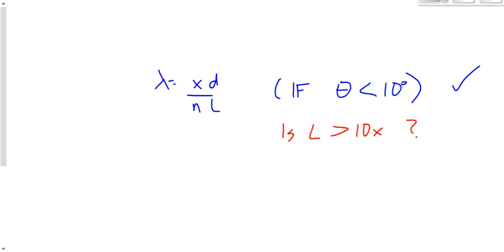So in other words, we can determine whether this equation is valid or not without bothering to determine what the angle is. We may not know what the angle is, but at least we know whether it's less than 10 degrees or not. We know that we can use that equation or not. Is L greater than 10 times x? So if you have a value of x and it's 0.5, 10x would be 5. If L is 6, you're good to go. If L is 4, then you're not good to go. This equation couldn't be used. You'd have to find the angle then and use the other one. I'll show you how to find the angle in a little while.